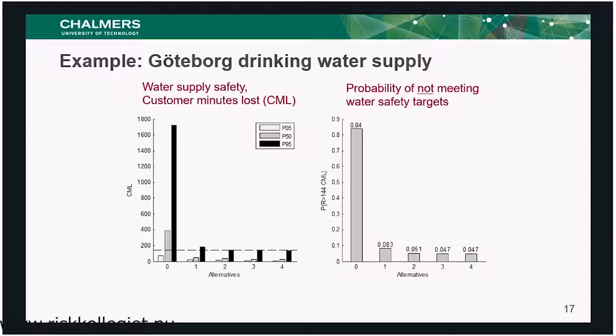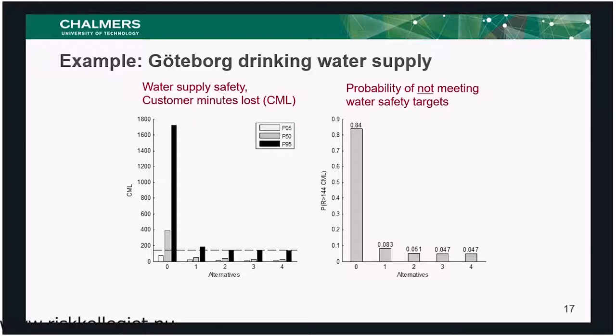The previous system up till a few years ago did not by far meet the goal of the city for providing a safe drinking water supply. There were too many interruptions and too many disturbances. And we could show the risk level in terms of customer minutes lost, and you see the uncertainty distributions around that risk level expressed as a 5th and 95th percentile and the median. And also, using that information, the probability that the target level could not be met.